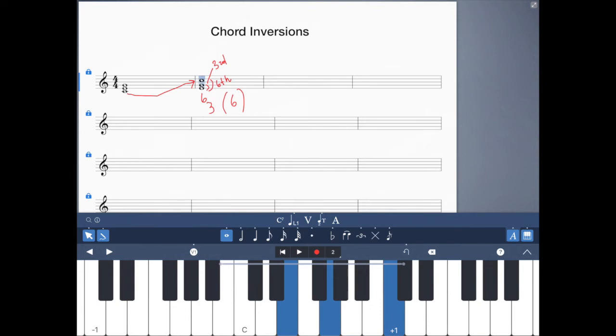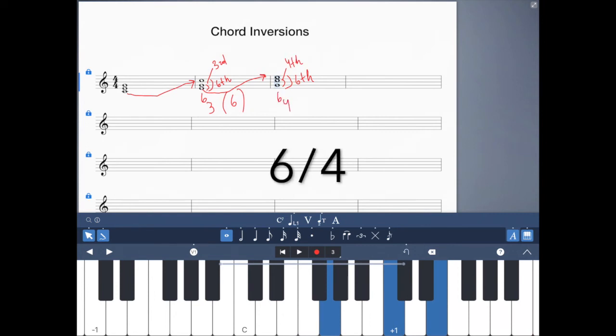Our next inversion will make me move the bottom note again an octave up. I will keep G, C, and my E will be up here. And this is called second inversion. In my second inversion, I have intervals 6th and 4th. Therefore, this second inversion is called 6-4. And it is always indicated like that, 6-4. There's no shortcut.